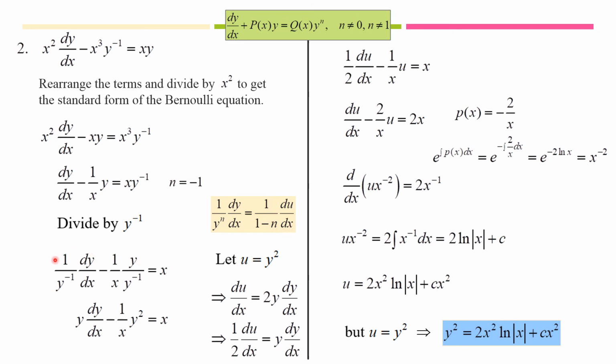So once we have reached this step, replace this term using this formula, which becomes a half du/dx, and then minus 1 over x, and replace this by u, equals x. So alternatively, we can simply apply this formula. From this step, we can straight away go to this step. We can avoid using this substitution.